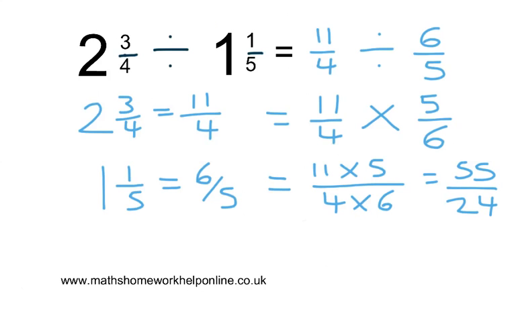Because the top is bigger than the bottom, we can change that back into a mixed number. We need to think how many 24s go into 55, and the answer is 2, and the remainder is 7. So that is 2 and 7/24. I hope you found this video useful.